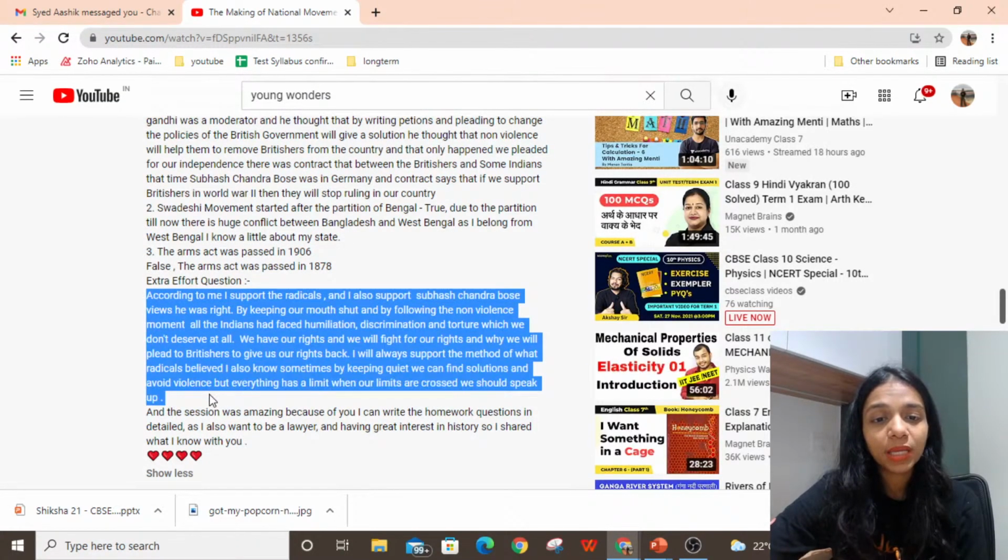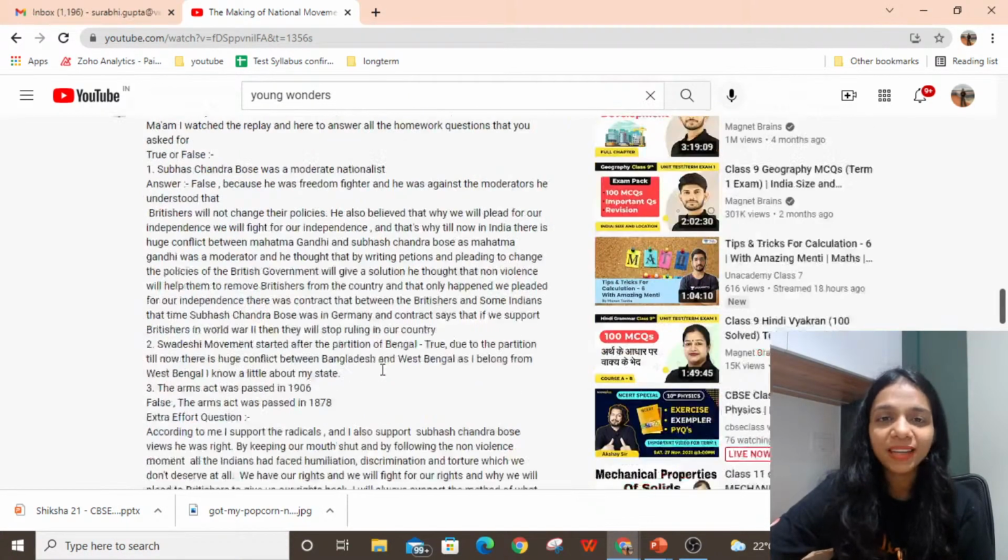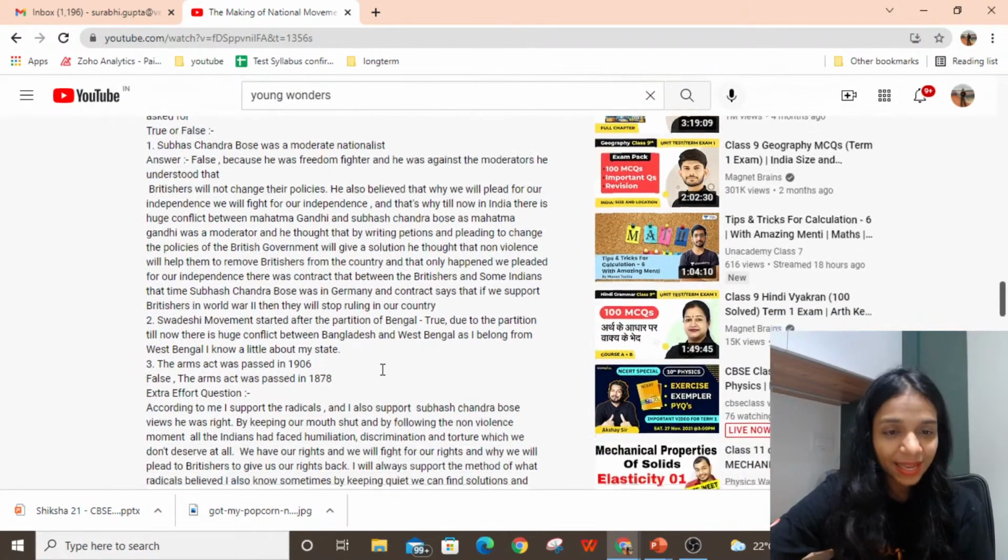According to me, I support the radicals, and I also support Subhash Chandra Bose because he was right. By keeping our mouths shut and by following non-violence, Indians were facing humiliation, torture and discrimination. So we have to fight for our rights, है ना? तो काफी interesting answer है. What do you think? Do you guys agree with Dibanshana?